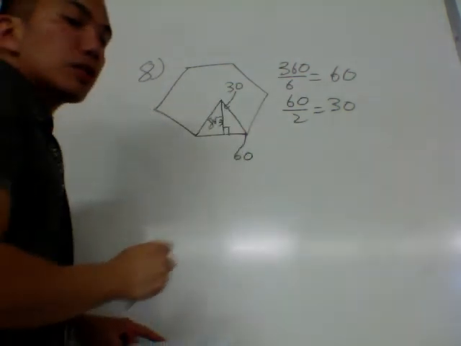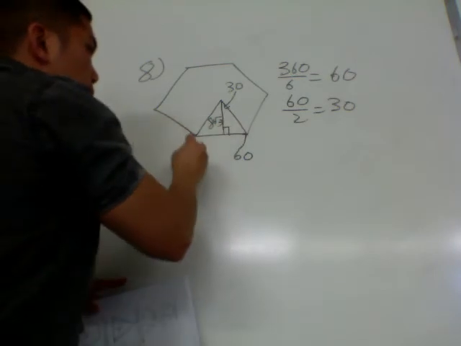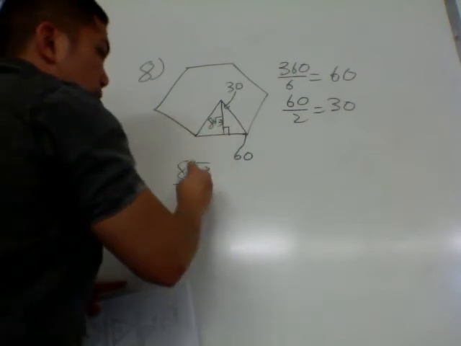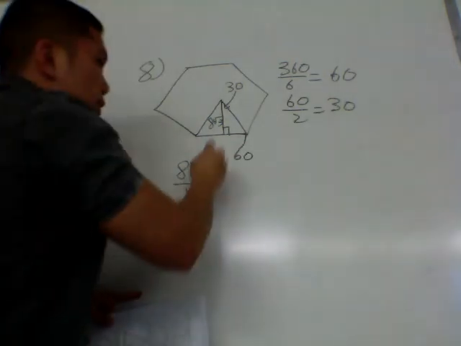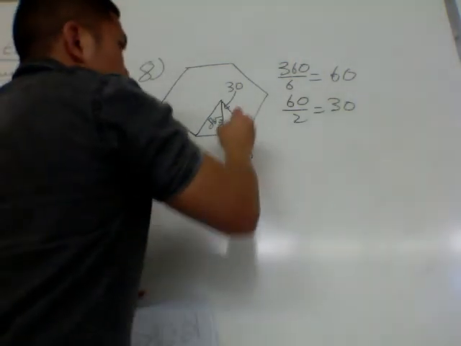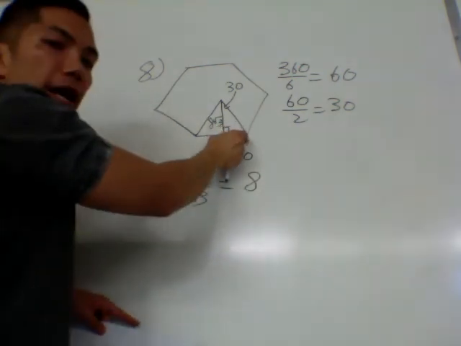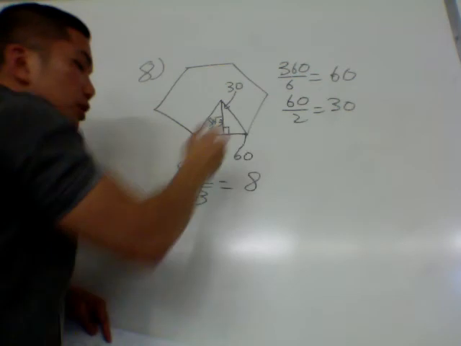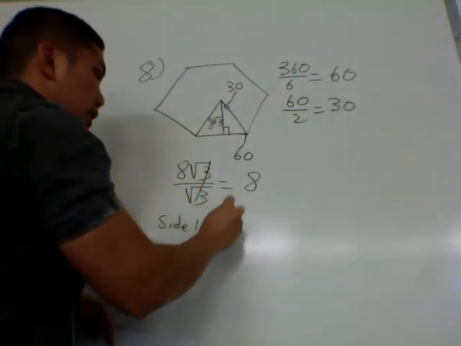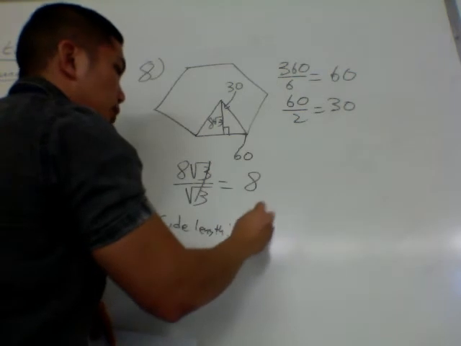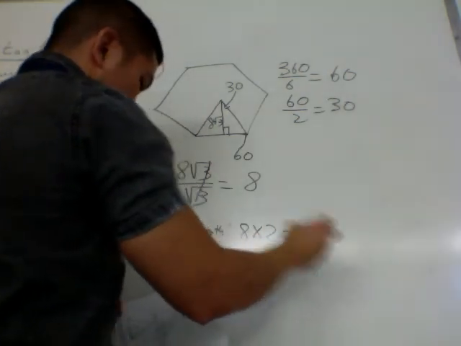So the apothem is across 60, so it's my long side. To go from long to short, I divide by root 3. So the root 3's cancel. So this is equal to 8. Now, halfway is 8. So to get the side length, I need to take the 8 and multiply it by 2, and that gives me 16.